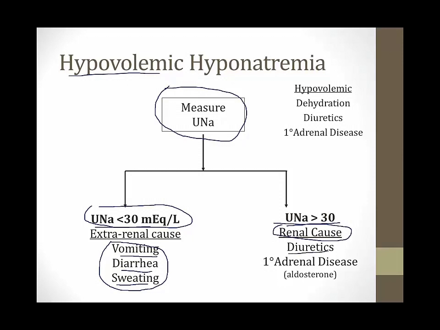So for example, patients on diuretics can have lots of sodium in the urine because the diuretics block resorption of sodium. Patients who have primary adrenal disease have low aldosterone levels. This also leads to more sodium in the urine.